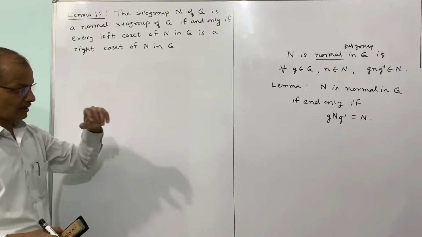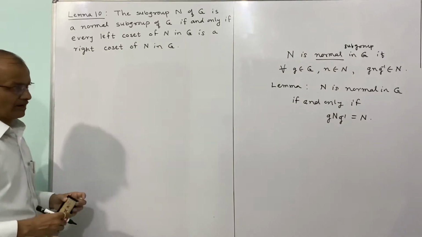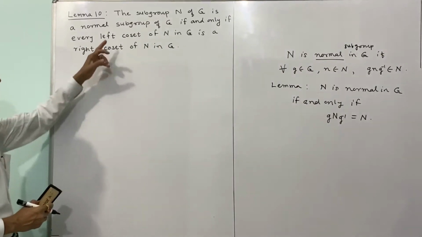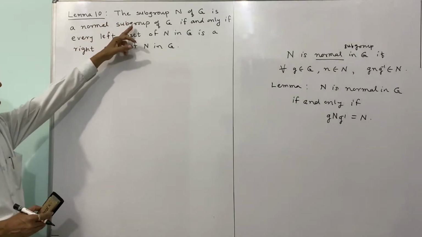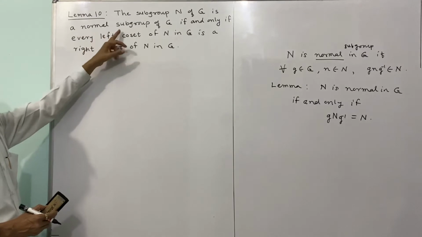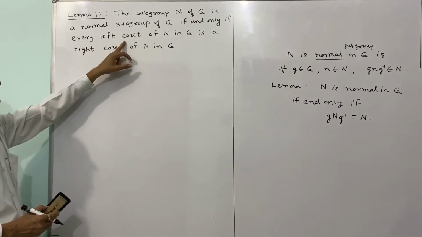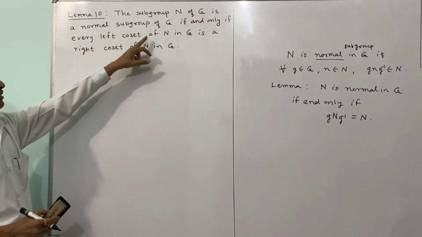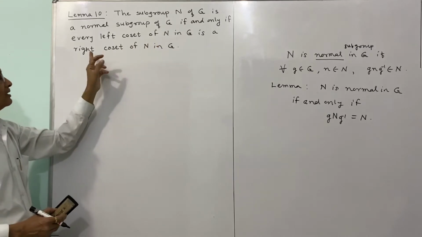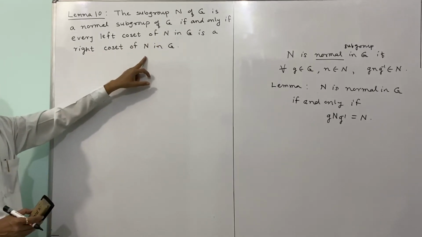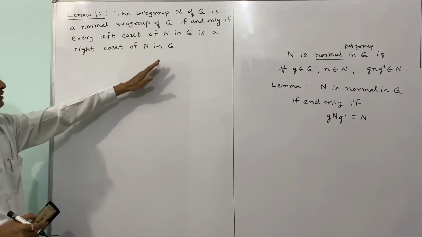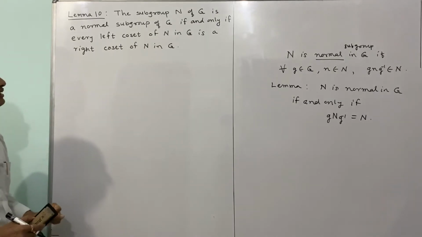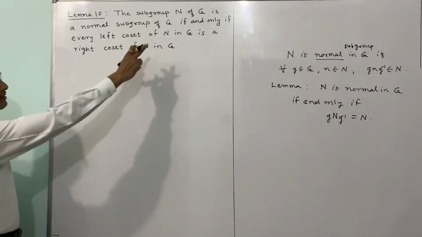And now we consider the next result as lemma number 10. I have written the lemma statement here. The subgroup N of G is a normal subgroup of G if and only if every left coset of N in G is a right coset of N in G. That means left coset is equal to right coset of N in G, then N is normal. And the condition is if and only if.